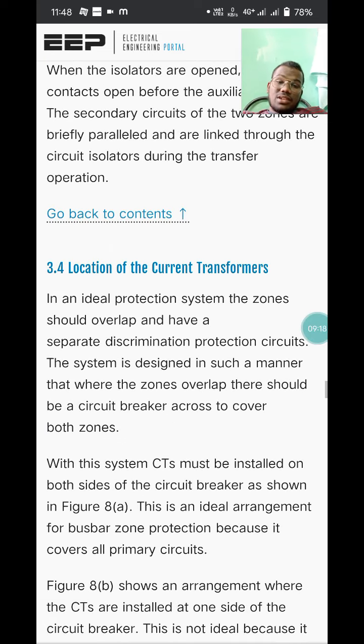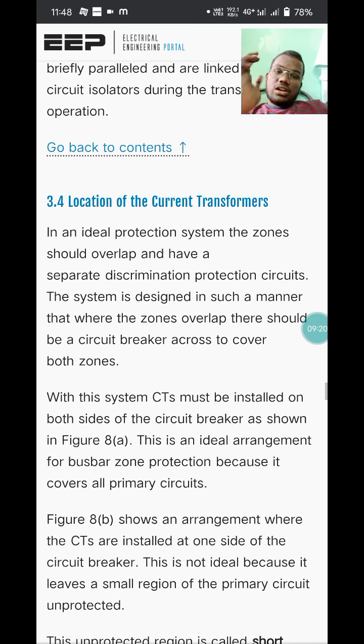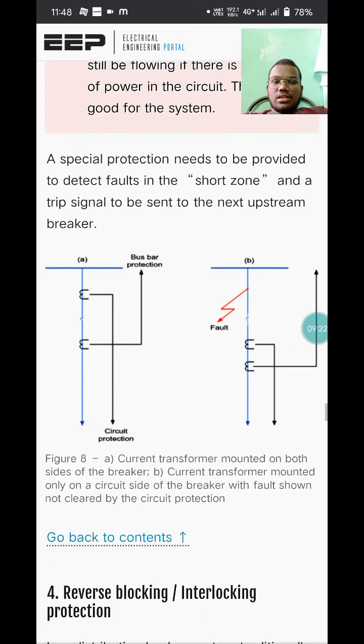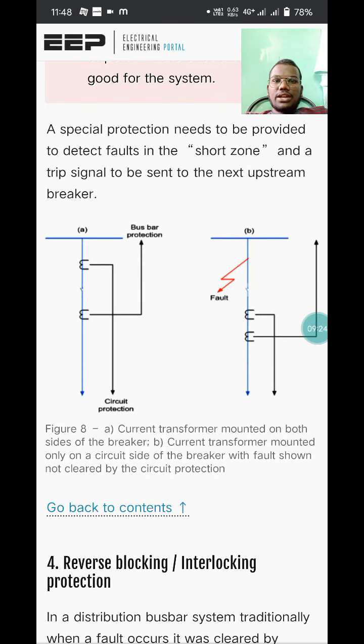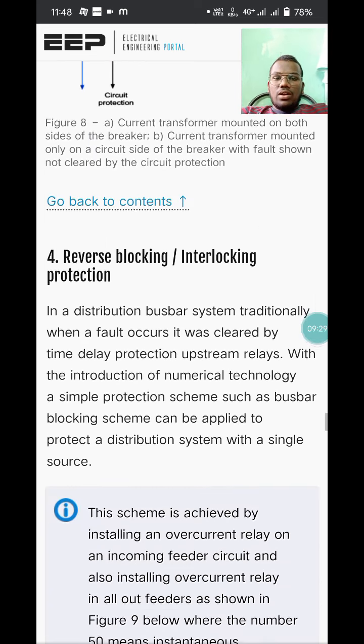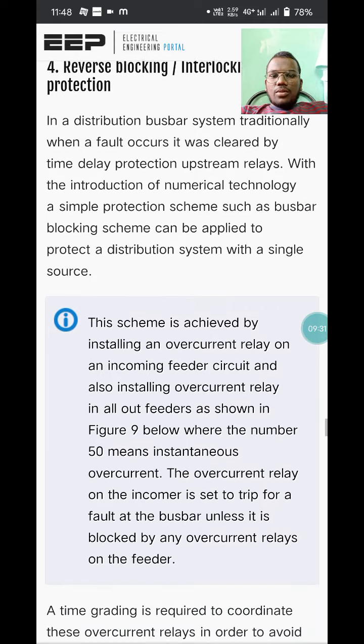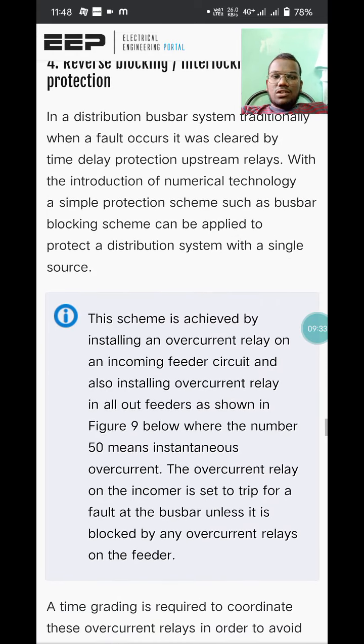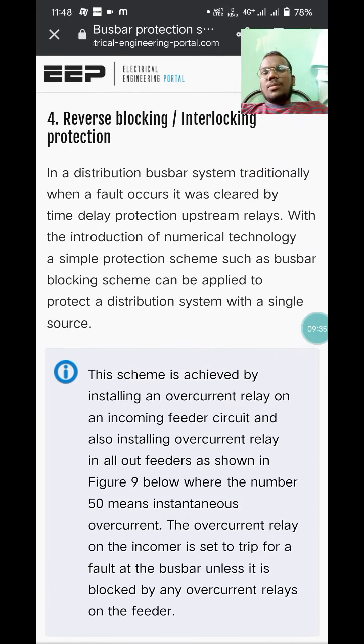And the next bus protection is the location of the current transformer. We all know it. And special protection needs to be provided to detect the short zone, and a trip signal to be sent to the next upstream. These are the figures shown below. Reverse blocking and internal protection. It is also the same as when a fault occurs. It is cleared by the time delay protection of the upstream relays.